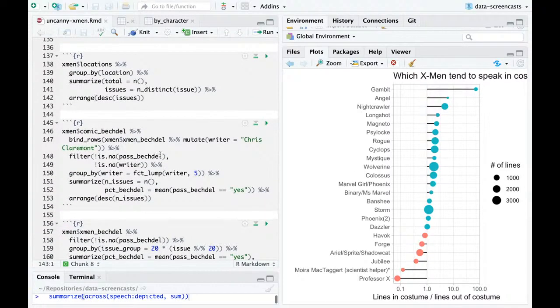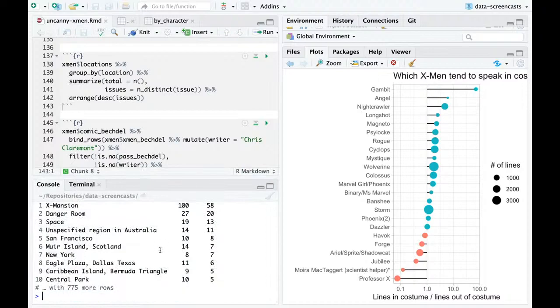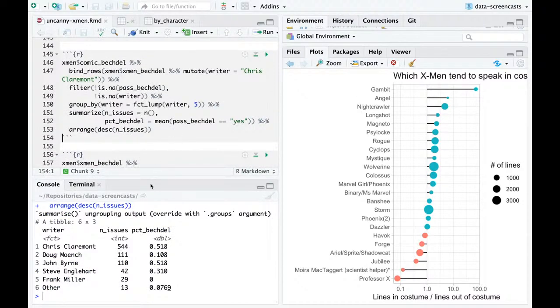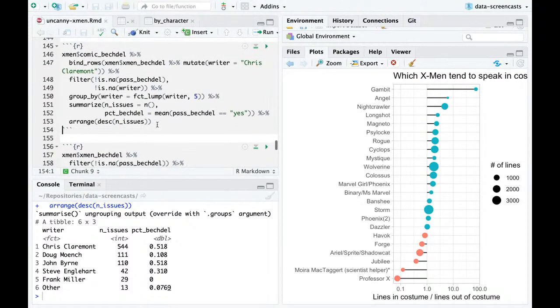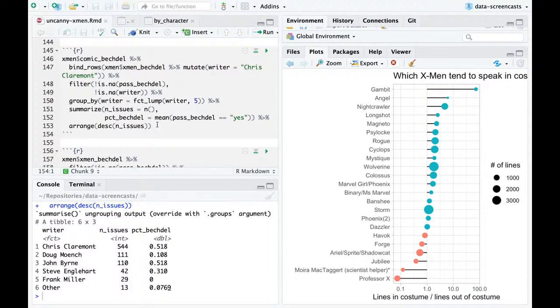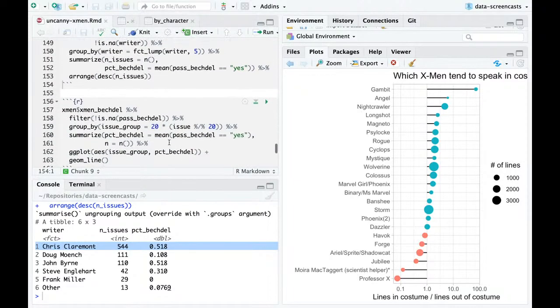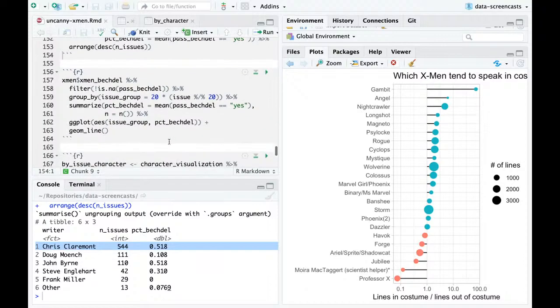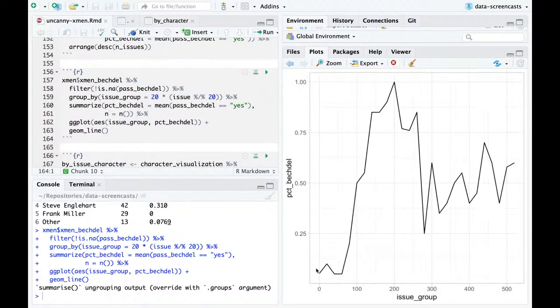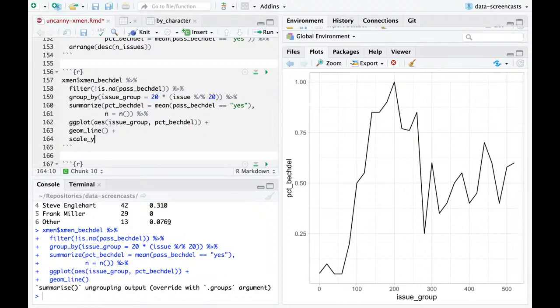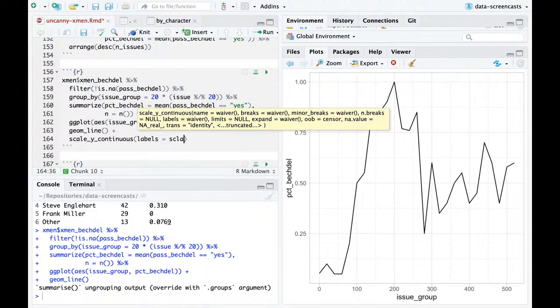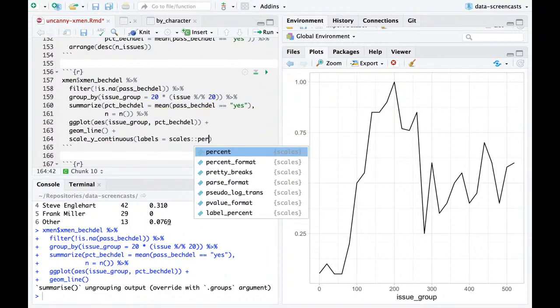Third, we glanced at locations because we thought that it is interesting, and it is. Then we looked a little at passing the Bechdel test by writer. We saw that Chris Claremont is tied, at least in this small sample, among the authors whose works pass the Bechdel test more often, of having two named female characters who have a conversation that isn't about a man. And then we took a look at the Bechdel test over time, and I just like to add percent whenever I make a graph like this.